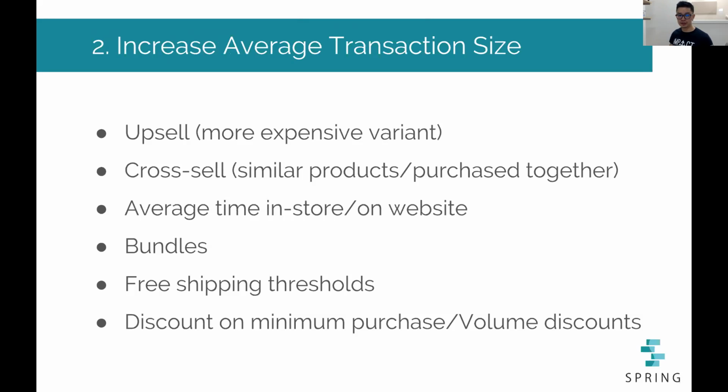Coming up with bundles, so discounted bundles, items frequently bought together, having minimum shipping thresholds. So if you buy over $50 in product, you might offer them free shipping. Discount on minimum purchase. So you might say if you buy in bulk, in volume, those are different ideas as well. So that's where you can play around, explore different ways that you can package things together to increase your average shopping cart size.